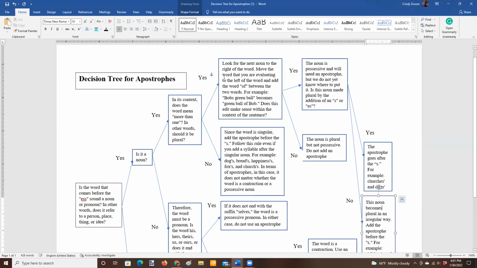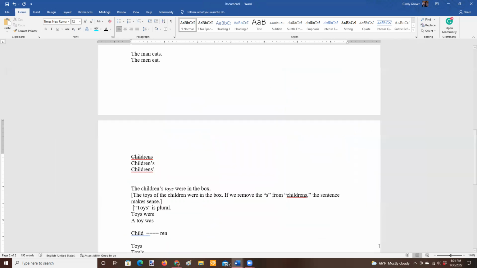So we go up to our top box. Look for the next noun to the right of the word. Okay, so we're looking to the right. The children's toys were in the box. So this is a verb. This is a preposition. This is a noun marker, sometimes called an adjective. So this is a box. The word box, though, is clearly a noun. So now we're going to have to reverse that. We're going to have to flip it. This isn't even going to work, though. I can already tell you.